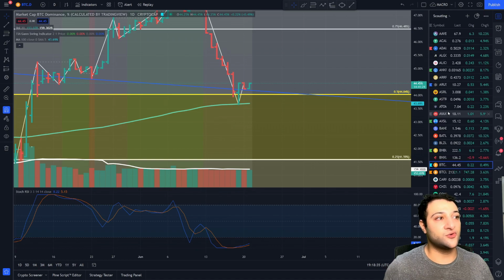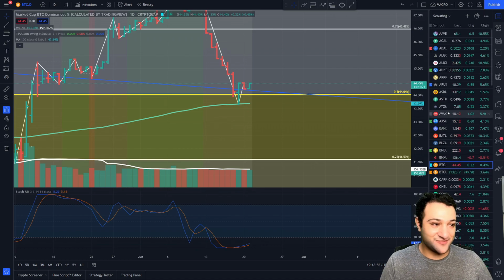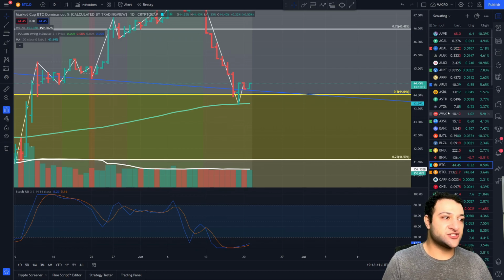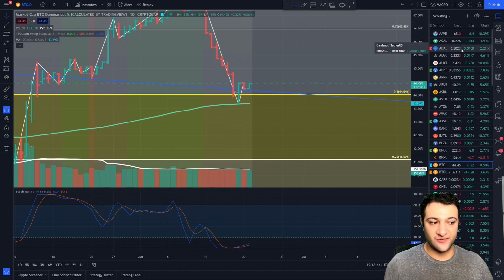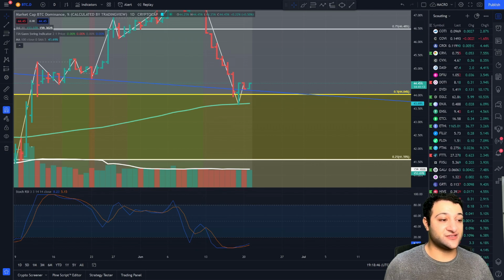So let's have a look at some altcoins. This is not financial advice. It doesn't mean go out and buy these. These are going to do well. It's just showing some of the best altcoins that I've been able to see throughout this run. My favorite one, actually, one of my favorites is Chainlink.